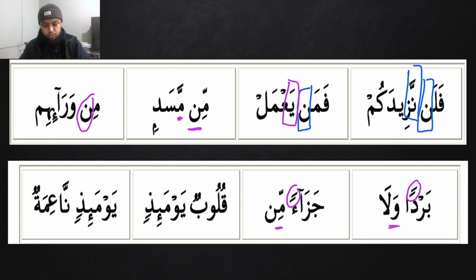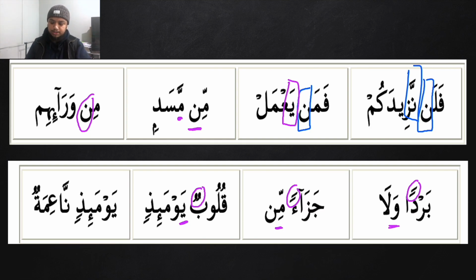Next we have qulubun yawma'idhin. Tanween followed by ya, which is one of the 6 yarmalun letters, and more specifically it is one of the 4 yanmu letters. So the noon sound of the tanween will be merged into the ya, read as one single letter with ghunna for 2 harakat. Qulubun yawma'idhin.